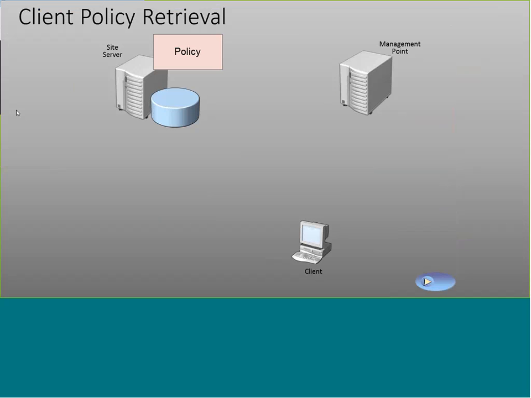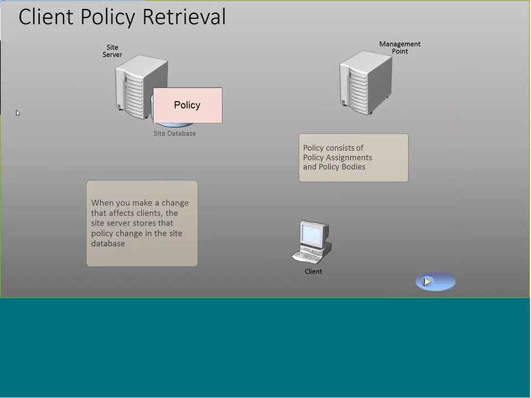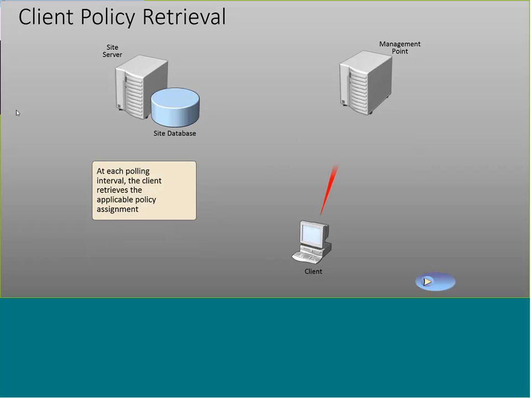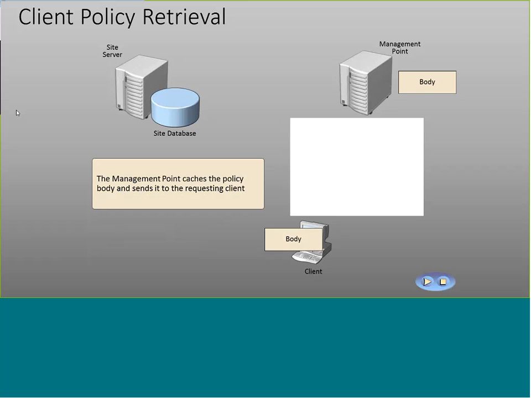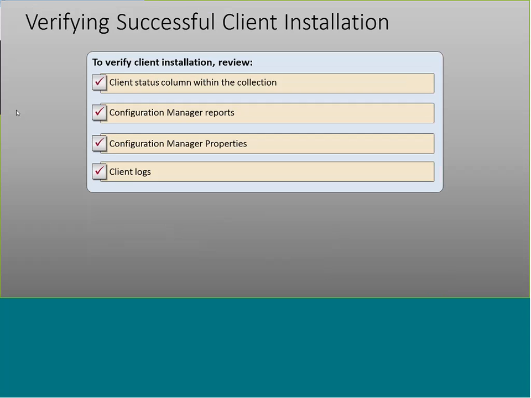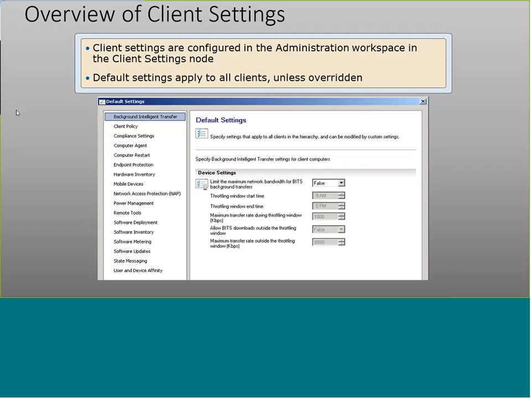These are just other methods that they show for the client deployment, which I'm running on the slide right now. I'm sending you this slide. It's just saying how the client communicates. Verify successful client installation: client status column within the collection, configuration manager reports, configuration manager properties, client logs.